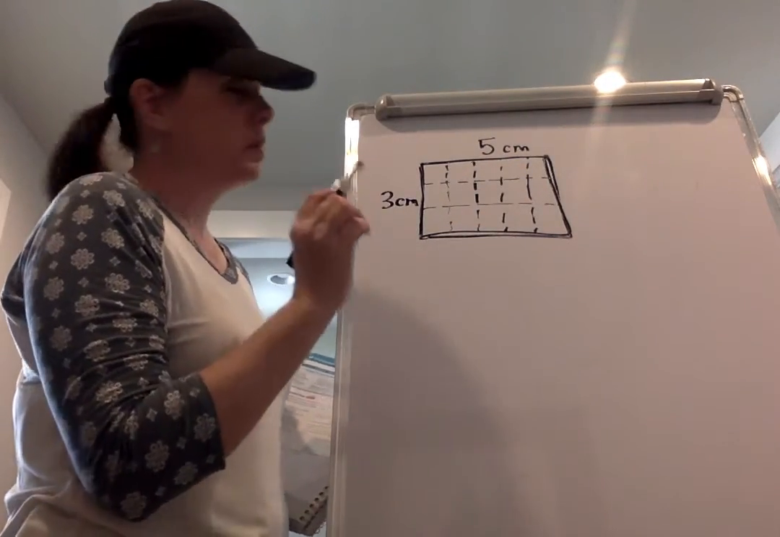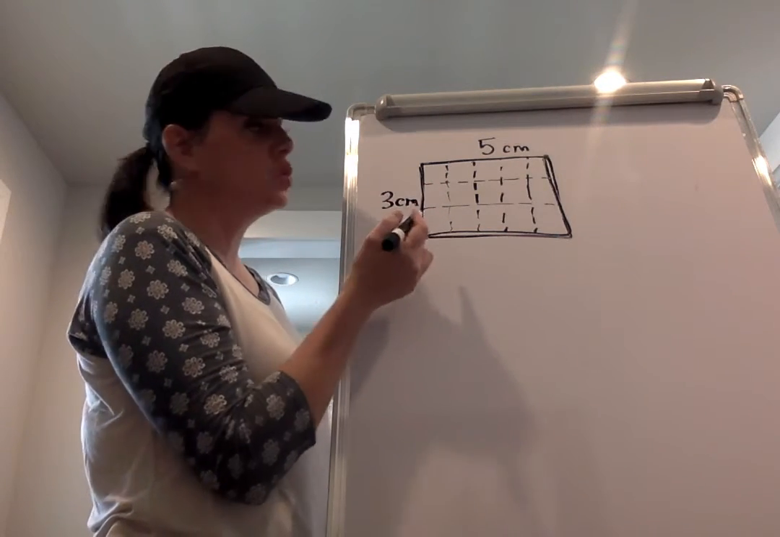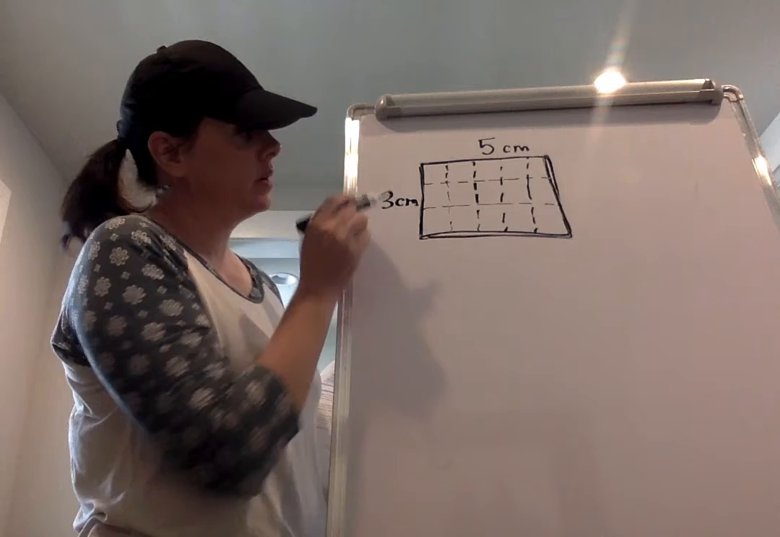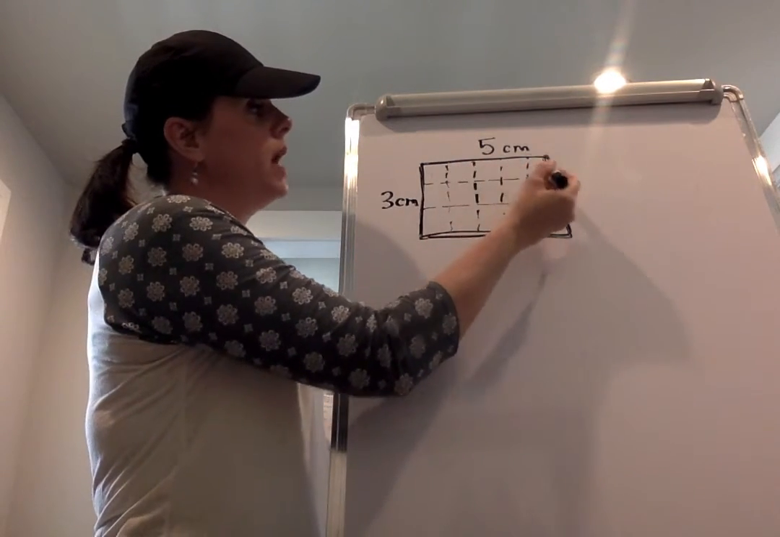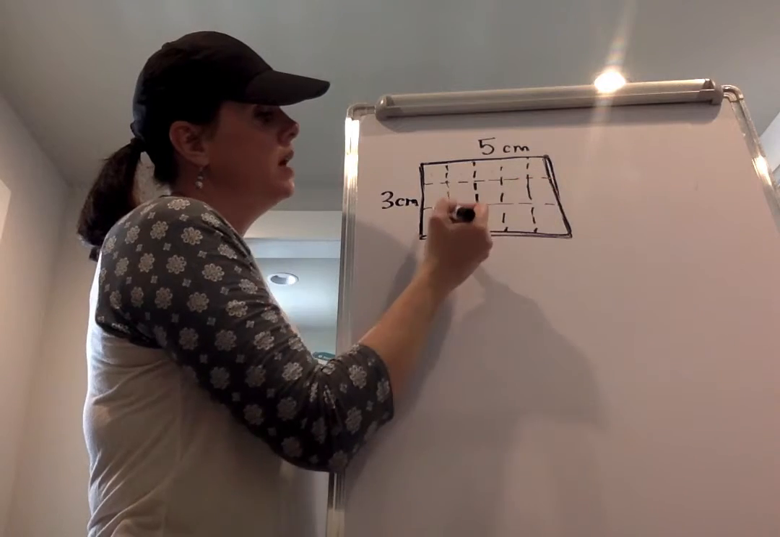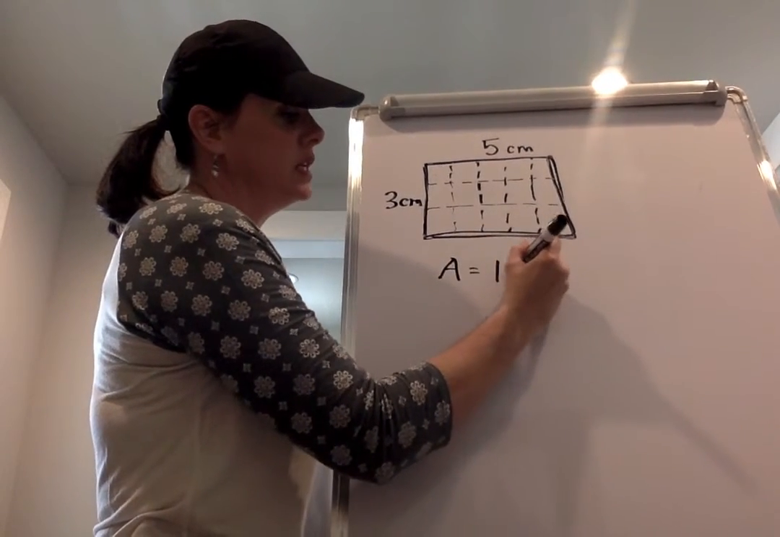So now back to where we were, I could add up all of these little squares, couldn't I? Because each one is 1 centimeter. Because I've got 3 centimeters here, I've got 5 centimeters there. 1, 2, 3, 4, 5, 6, 7, 8, 9, 10, 11, 12, 13, 14, 15. So my area equals 15 centimeters.